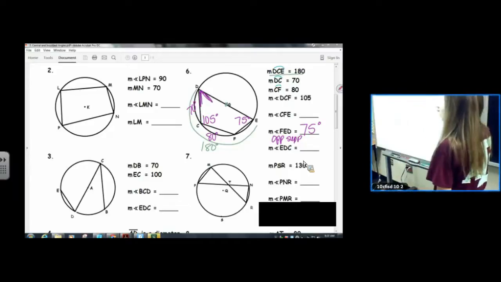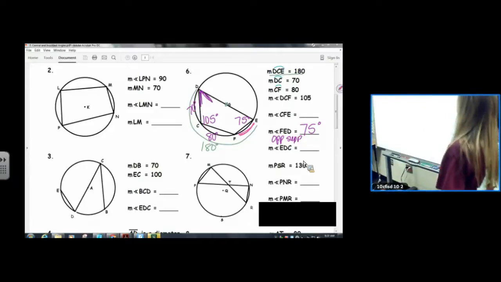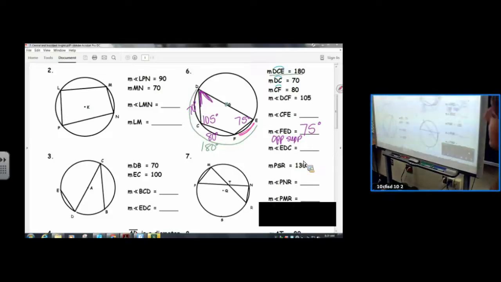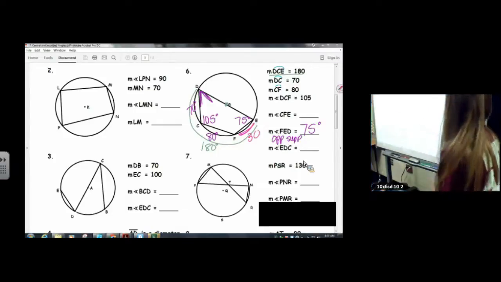Let's find this missing arc, which is going to help us. So I'm going to do 180, and I'm going to subtract the angles we already know. I'm going to subtract 70 and 80. So I'm subtracting 150 from it, right? What do we get? You already had it. 30.